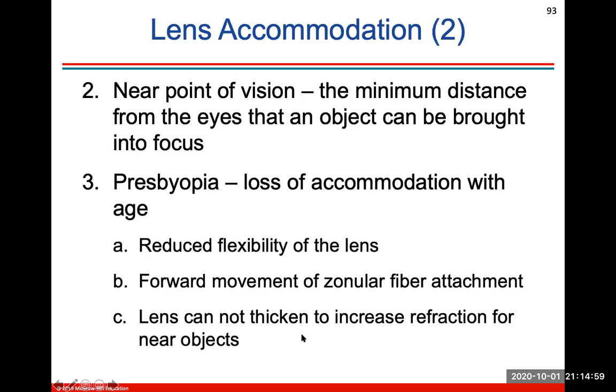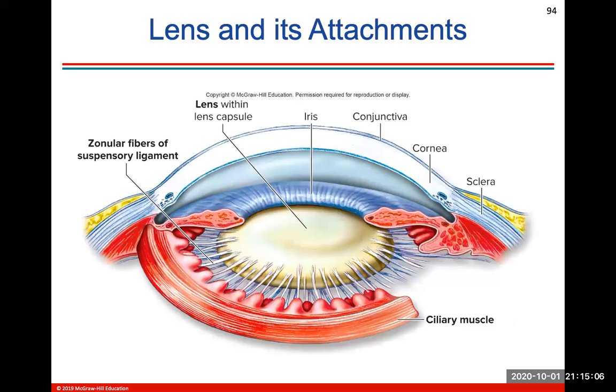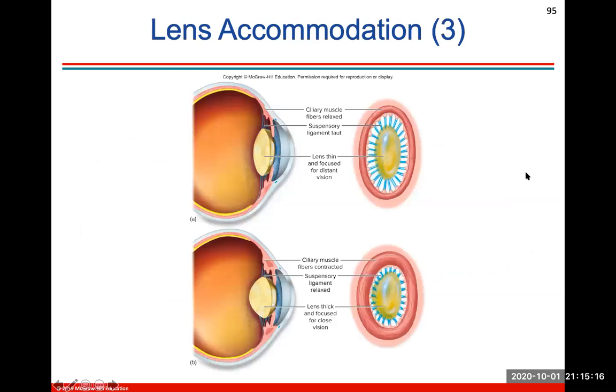So the lens cannot thicken to increase refraction for near objects. So that's why people need reading glasses. So this is a look again at the lens, and again, the attachments, the zonular fibers of the suspensory ligaments, are what will cause the lens to change shape. Here's lens accommodation, and I do want you guys to know this.